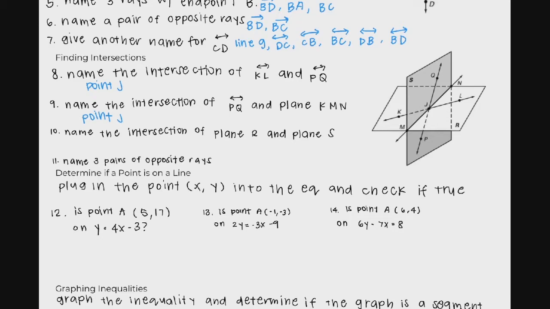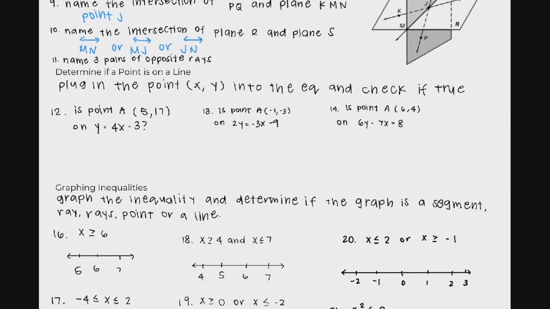So when two planes intersect, if you think about two pieces of paper crossing each other, they're going to make a line at where they intersect. So for this, it would be line MN or line MJ or JN or any variation. I'm not going to list them all, but you can switch the letters and those will also be correct.